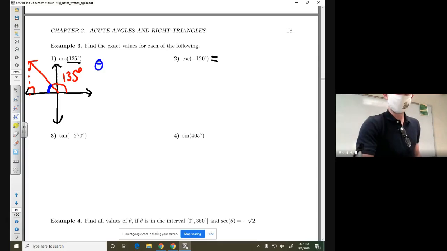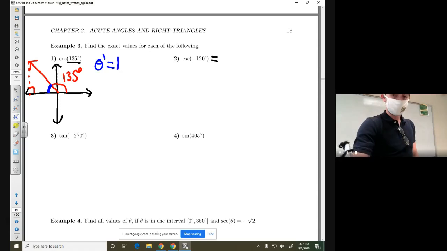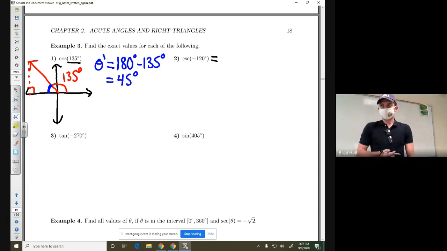I normally use a theta with an apostrophe next to it. That's the reference angle notation. In this case, it's 180 degrees minus 135 degrees. 180 would be the flat line itself, and 135 degrees would take away everything before to give us that portion that's left over. So it seems to be 45 degrees. That is the reference angle. Is that good so far?